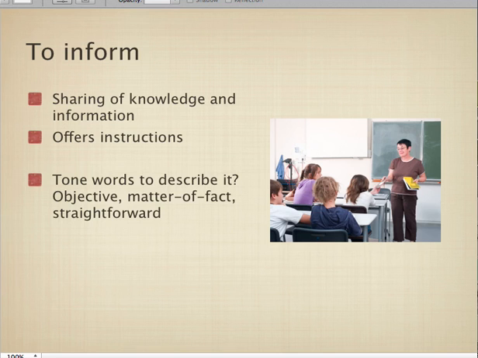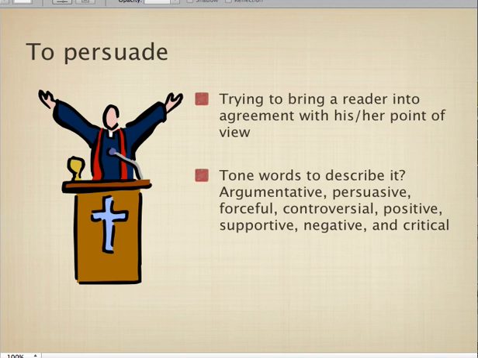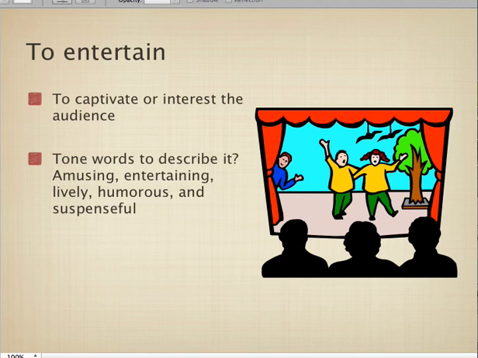Those are informative texts. Persuasive texts are trying to provide a reader with an opportunity to come over to the point of view of the writer. These are described as argumentative, persuasive, forceful, controversial, positive, supportive, negative, or critical. Anytime you get one, those are all persuasive texts. Also, there's entertainment texts, the goal to captivate or interest an audience. They're described as amusing, entertaining, lively, humorous, suspenseful. Any kind of movie or television show would be entertainment.